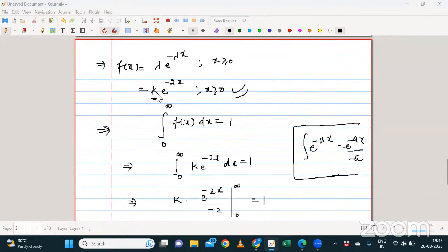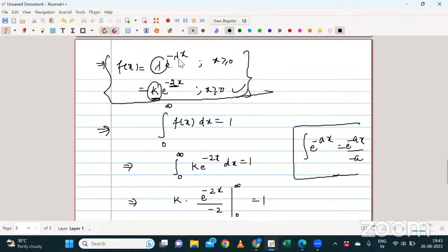The question said you have to find the value of k, right? So there are two things. I know the PDF of the exponential distribution is lambda into e raised to minus lambda x, right? Yes, sir. By the quick idea, it's a smart approach, 2 is given to us, right? And I know lambda into e raised to minus lambda x. So this would be lambda. So I can directly say k is 2, right?